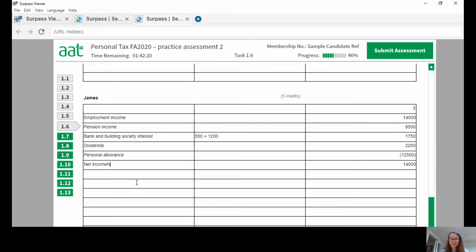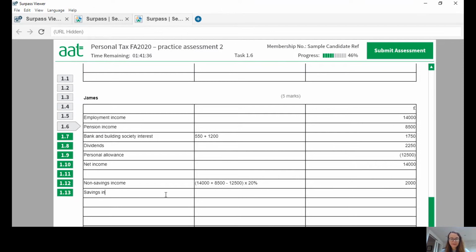And then we come to the tax calculation, leave a gap, so non-savings income. So what am I going to do here? I'm going to do 14,000 plus 8,500, subtract the personal allowance. Let's put all that in brackets, in fact. And then I'm going to just check what that comes to. So 14,000 plus 8,500, subtract 12,500 is 10,000. So well into the basic rate band. 10,000 at 20% is 2,000.